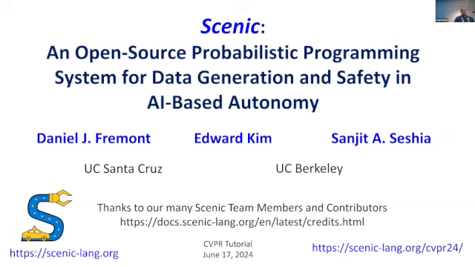The Scenic project is something we started at Berkeley over 6 years ago now, in 2017, 2018. Scenic is an open source probabilistic programming language and an associated system for AI safety in general, particularly in the context of autonomous and semi-autonomous systems, but also for data generation.